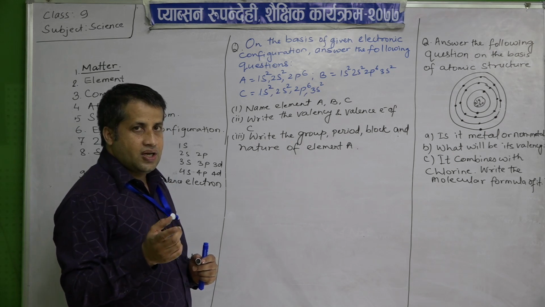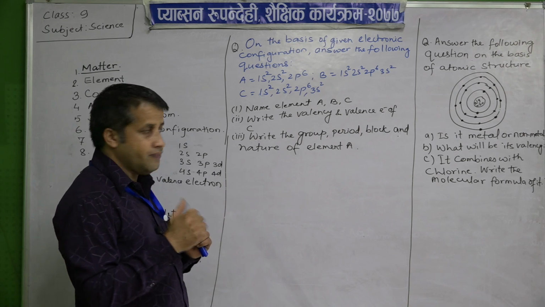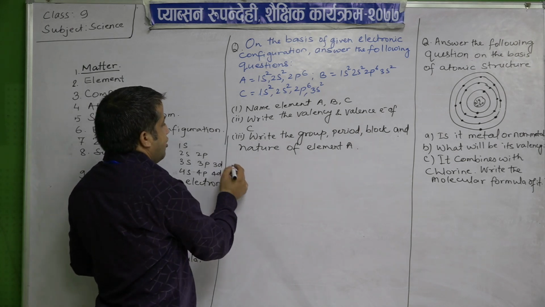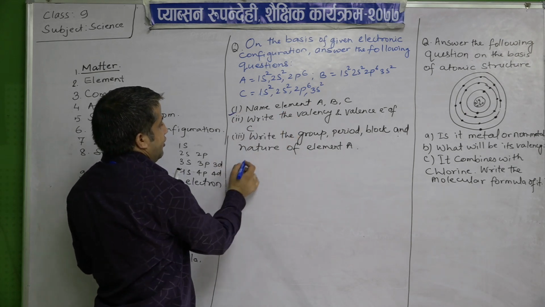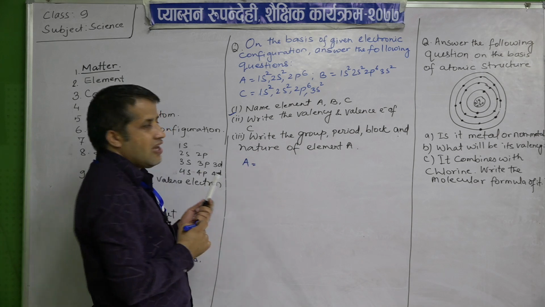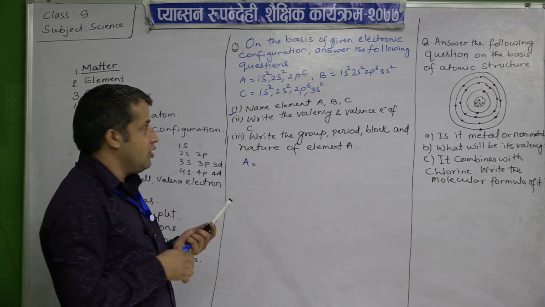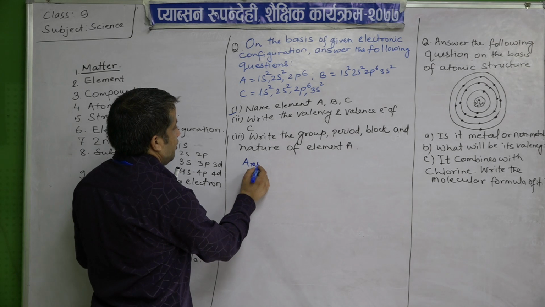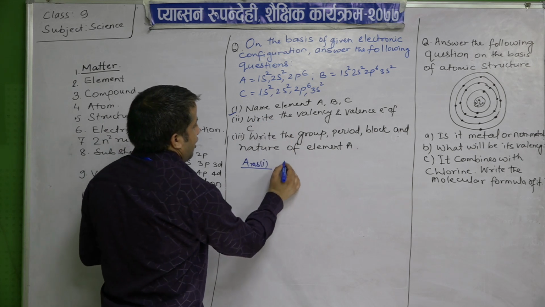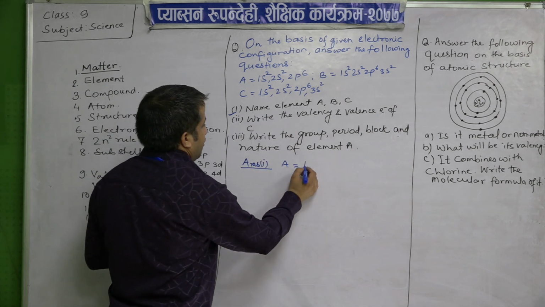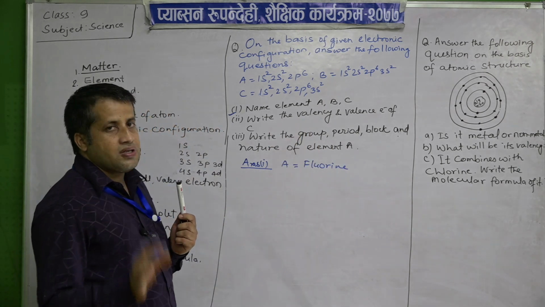Okay, it is an inert gas, we know; that inertness will come in another question. So for the answer of element A, the atomic number is 10, and 10 is the atomic number of fluorine. So in answer number 1, you can write: A is fluorine, F-L-U-O-R-I-N-E.